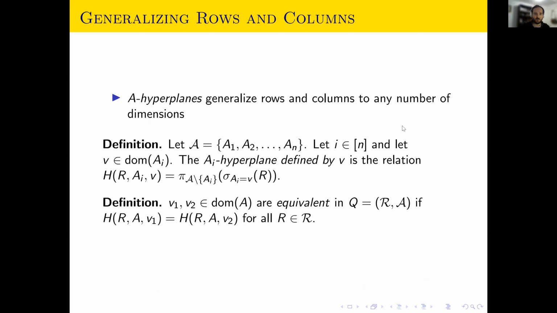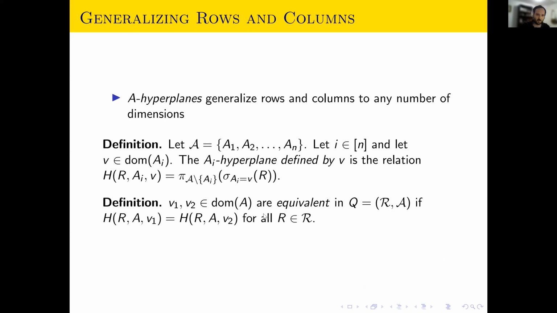We want to generalize this approach to any number of relations and any number of attributes. So we'll use a couple of definitions to do that. If A1 through AN are the attributes of the query, let AI be one of these attributes and let V be in the domain of AI. The AI hyperplane defined by V is the relation obtained by selecting from R all of the tuples whose AI values are equal to V, and then projecting down onto the remainder of the attributes excluding AI.